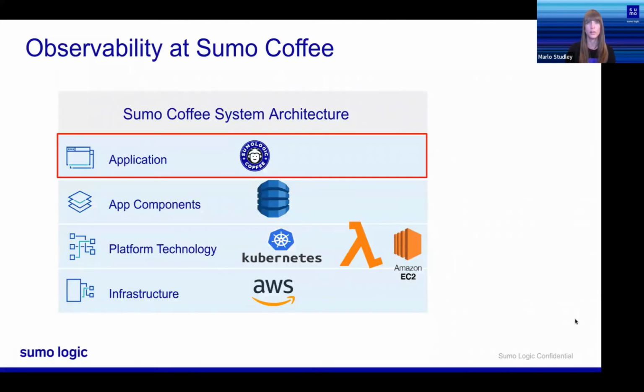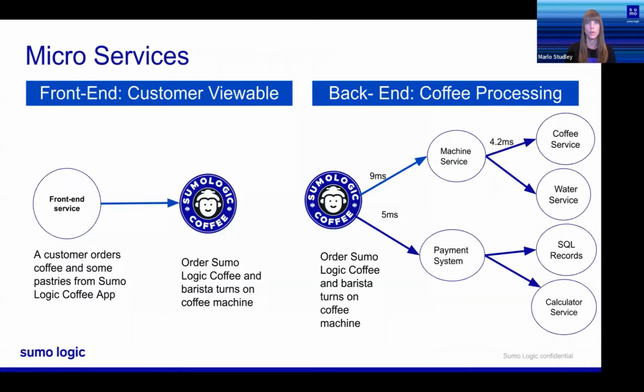We'll set the stage here for the in-platform demo. We have an online application that supports our digital business. It's called Sumo Coffee. Sumo Coffee has a front-end application running on AWS with app components like DynamoDB and platform technology running on Kubernetes, Lambda, and EC2. We have our front end where our customer orders coffee and the back end of microservices that provide all the necessary functions to fulfill the order.